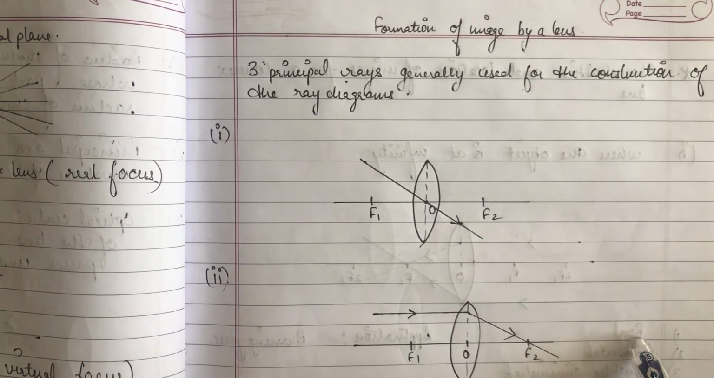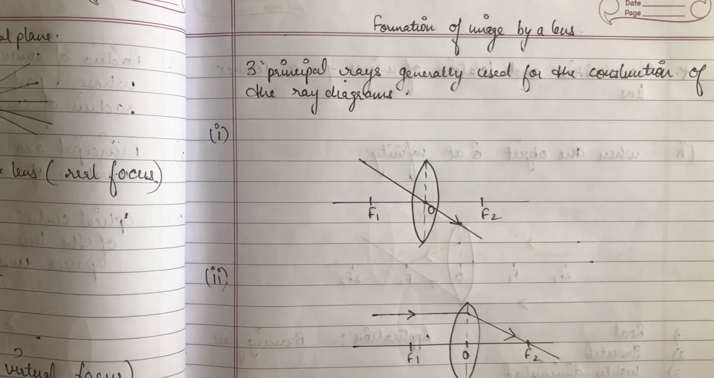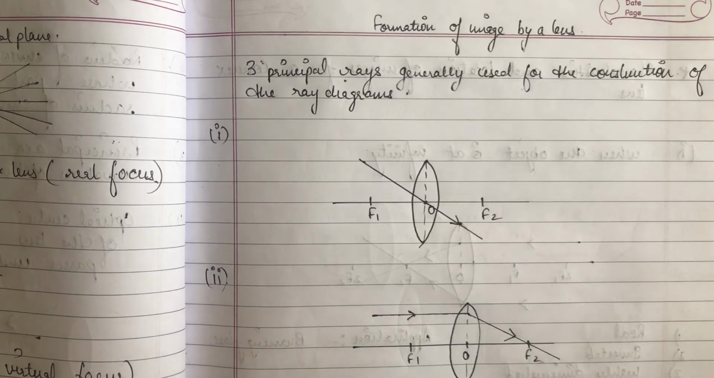Hello students, in the last lecture we started with a new chapter, refraction through a lens. In that chapter we discussed convex and concave lenses and technical terms related to lenses: optical center, principal axis, center of curvature, principal foci. All these things we discussed. So now in this lecture we'll start with formation of image by lens, how the images are formed by convex and concave lenses. So let's get started.